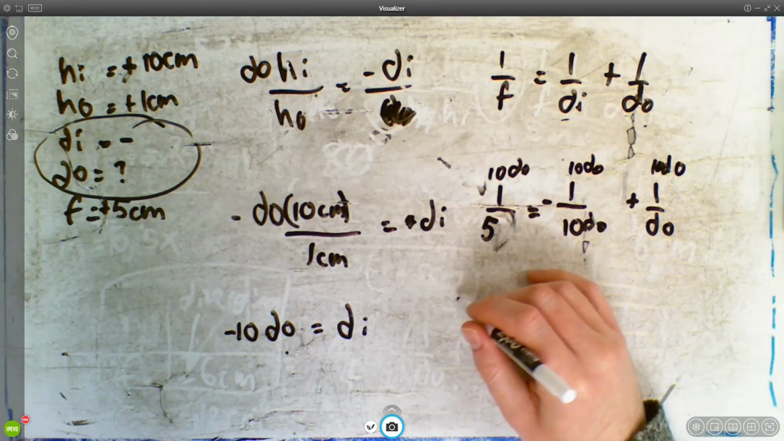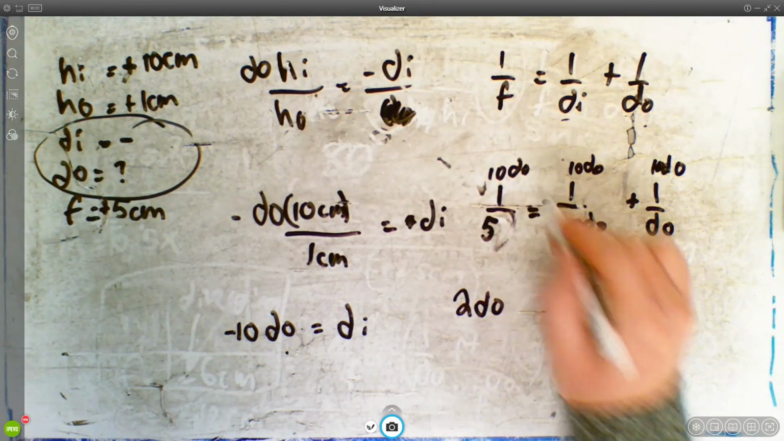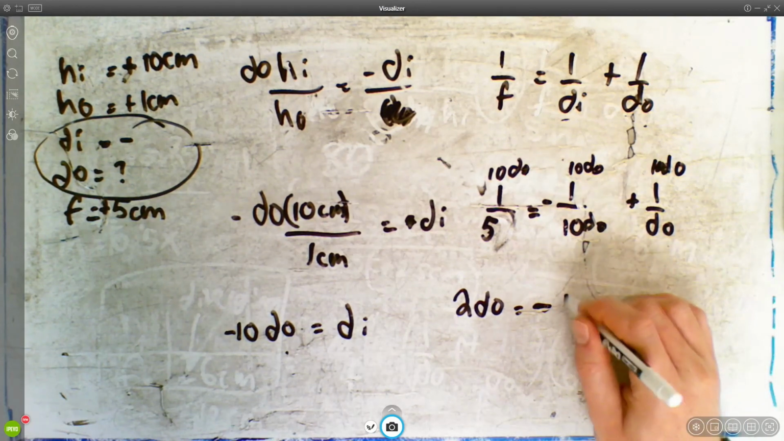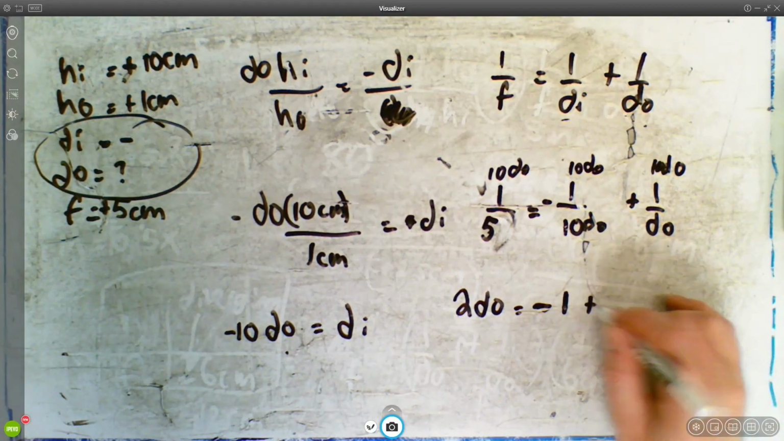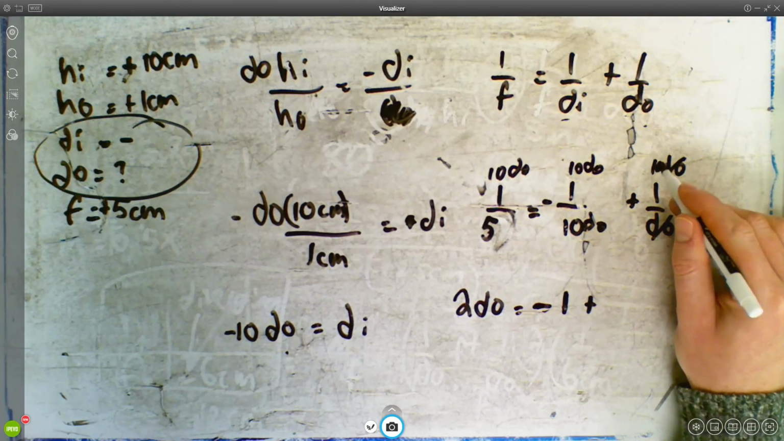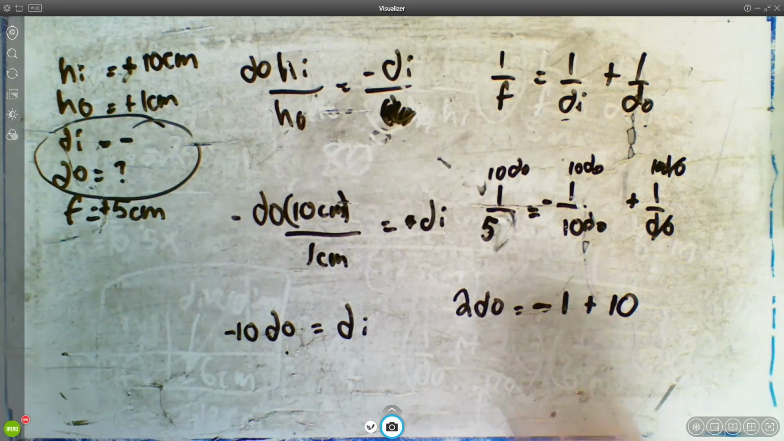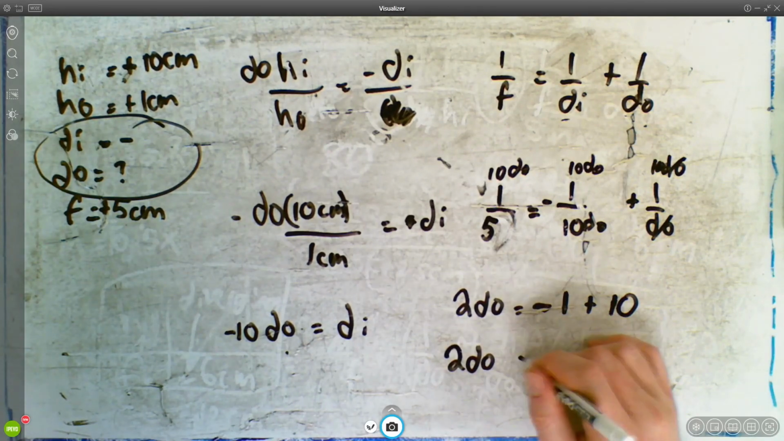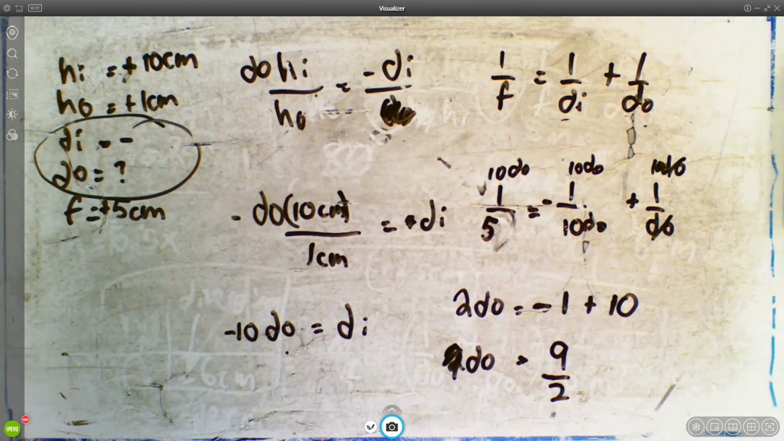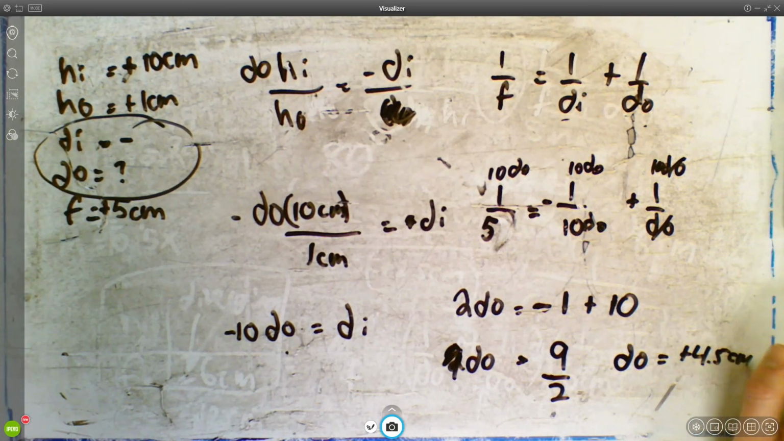So this is going to be 2 dou, because 10 over 5 is 2. And then we have dou. And then we have negative 10 dou over 10 dou is 1. And then the dou's will cancel out, 10 over 1. So we have that. And then we get 2 dou is equal to 9. So I move the 2 down there, and dou is equal to positive 4.5 centimeters.